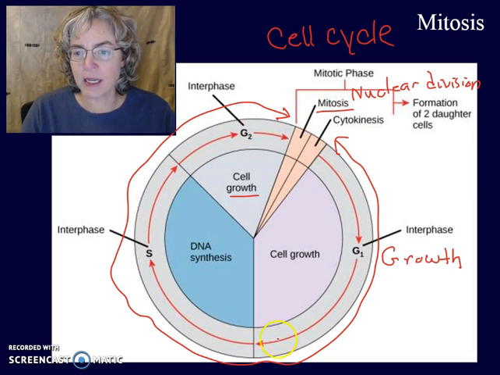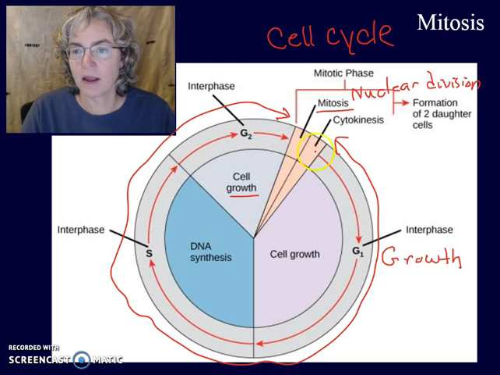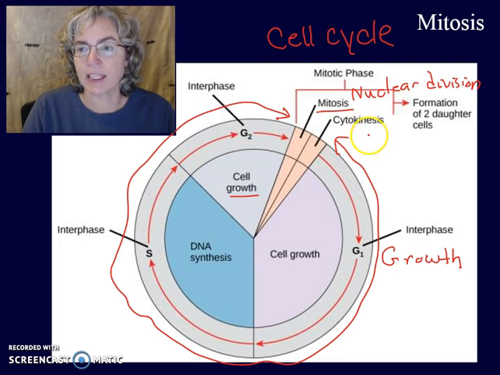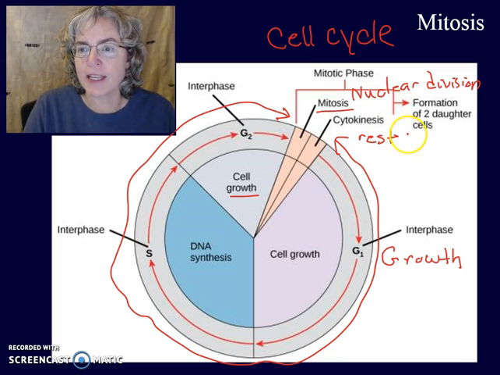So this interphase is when the rest of the cell gets replicated. Cytokinesis is when the cell gets divided into two. So mitosis is nuclear division. That's when the nucleus is divided into two. Cytokinesis is when the rest of the cell is divided in two.